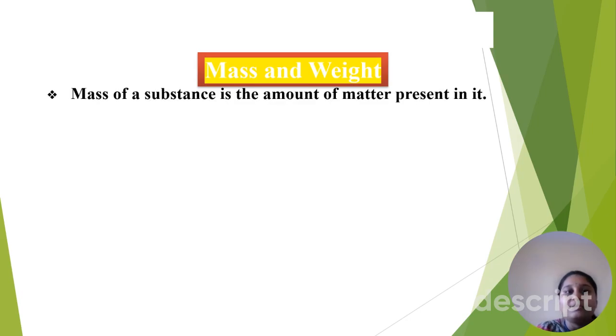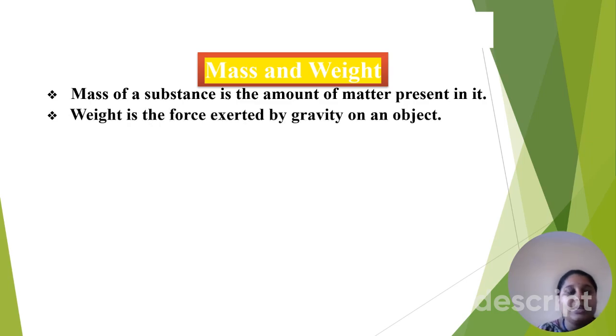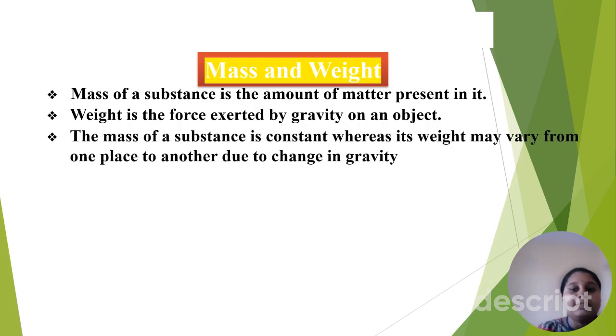So what is mass? Mass of a substance is the amount of matter present in it. How much matter is present, that is the mass. Whereas weight is the force exerted by gravity on an object. So mass of the substance is constant, whereas its weight may vary from one place to another. Mass is always constant, but weight varies with the change in place.